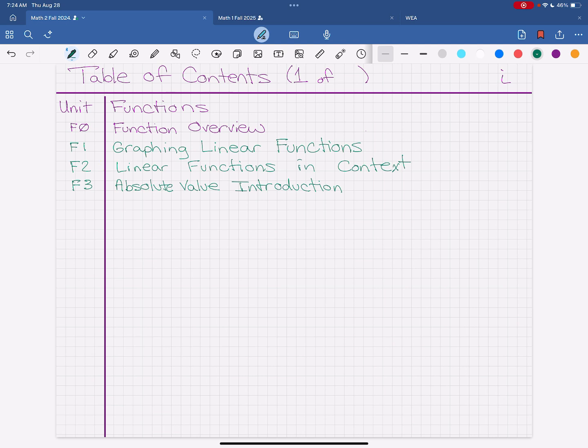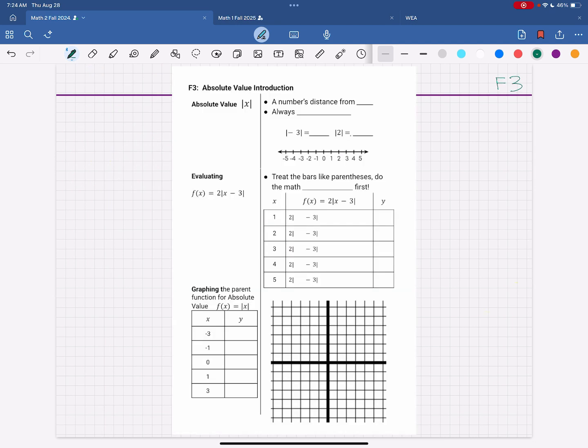So in our table of contents on page F3, today is absolute value introduction. So absolute value, it has these great big bars on it. It is a number's distance from zero. It is always positive as a distance. It doesn't matter if you run north 5 miles or run south 5 miles. You have run 5 miles.